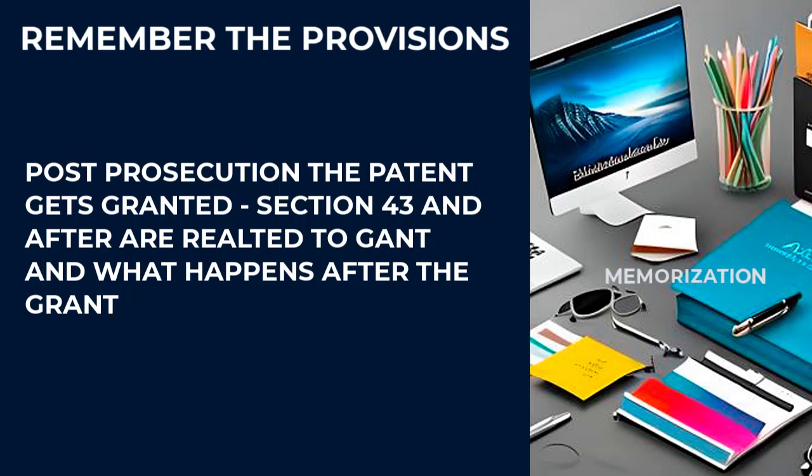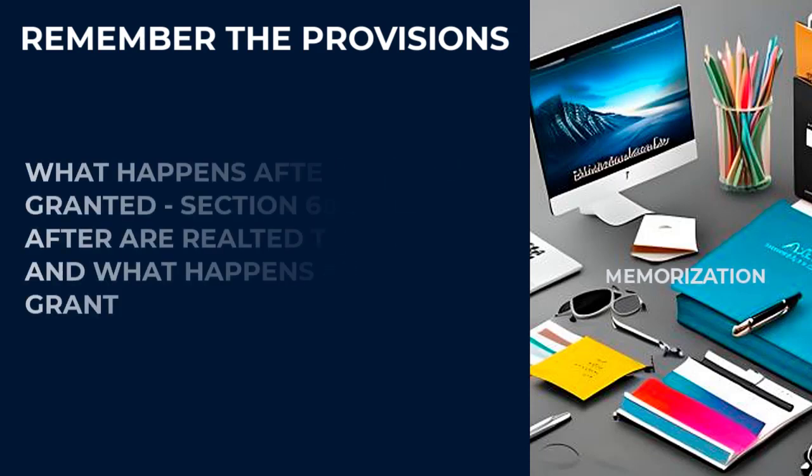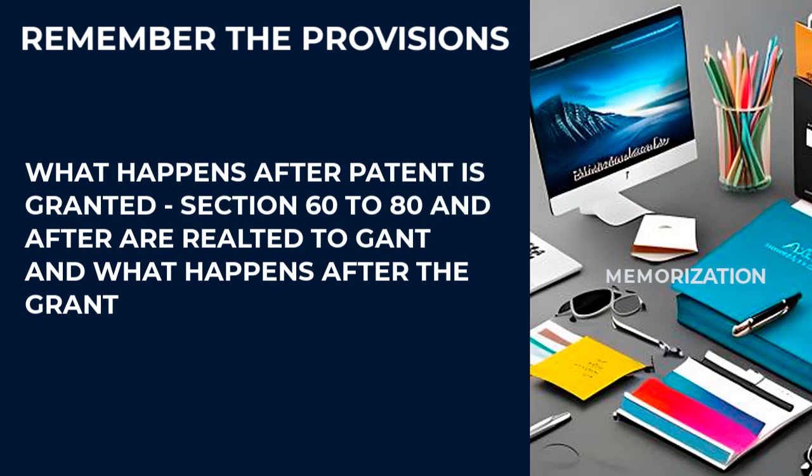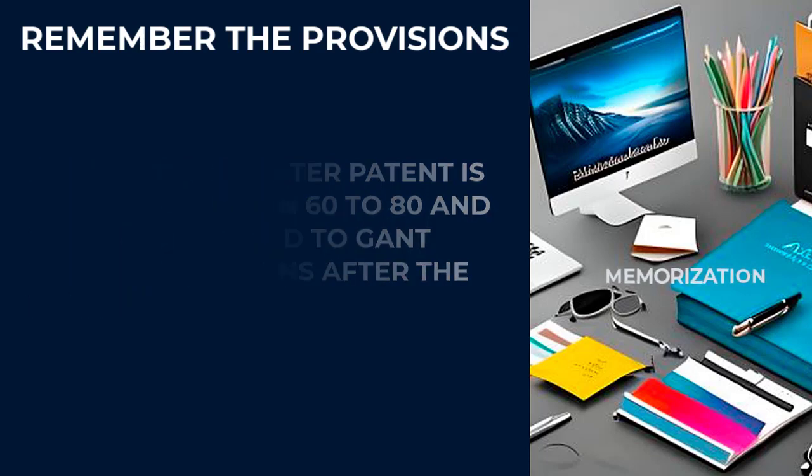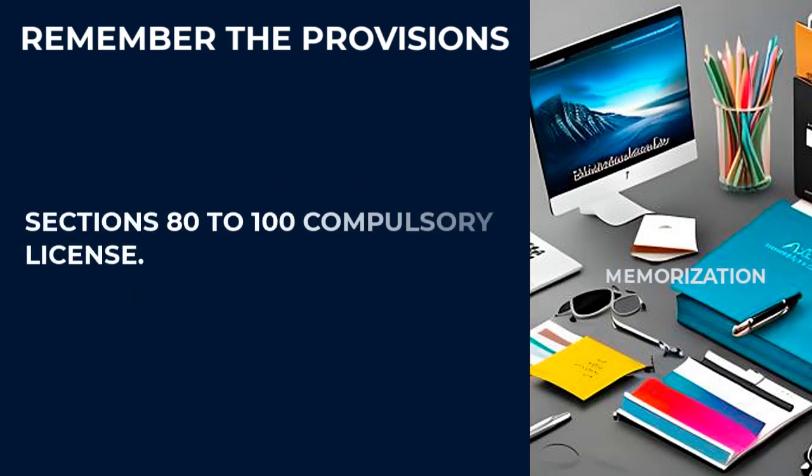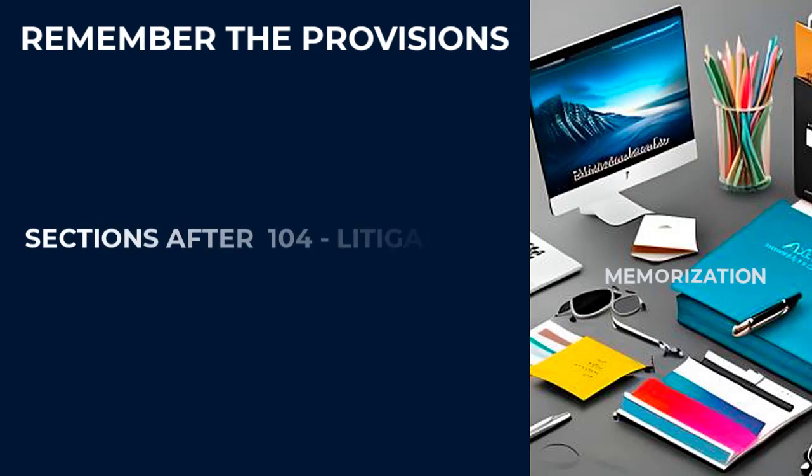After it is granted, there could be issues with regard to litigation. There could be issues with regard to compulsory licensing. After the grant, you also have rights of co-owners. What happens when you have to transfer a patent, sell a patent, register it? All those rights are connected. That is from 60 to 80. From 80 to 100 is compulsory license, and 100 onwards is government use. And post 104 is what happens to the patent when it's litigated: patent infringement and proceedings connected to patent infringement.